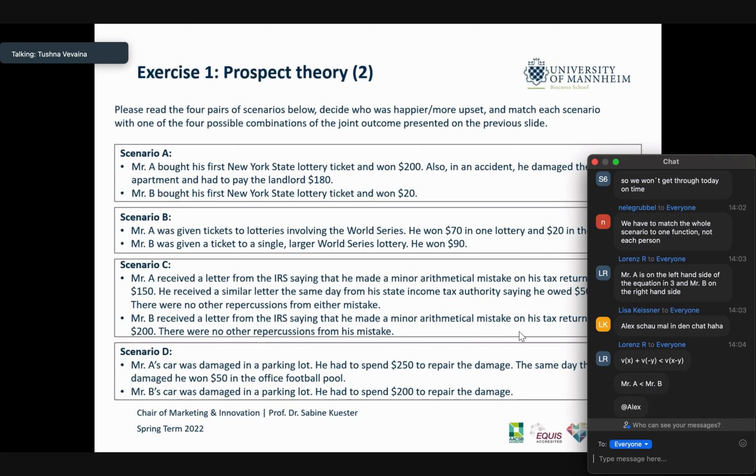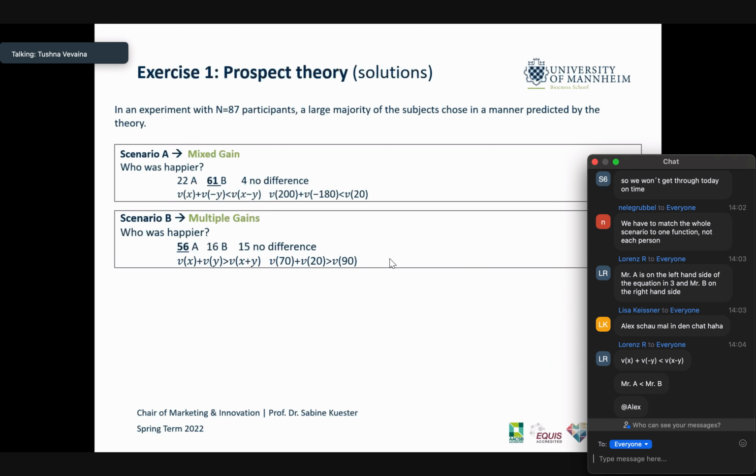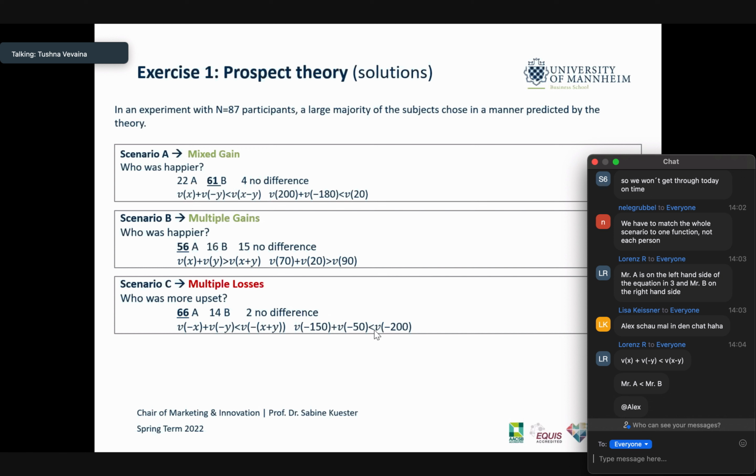Mr. A has been slammed by the authorities, and Mr. B has just been told altogether that he has to pay 200 altogether. And that's why you have a case of multiple losses, where two losses together are perceived as less than one loss together. And that's why value of minus 150 plus value of minus 50 is lesser than value of minus 200 altogether.